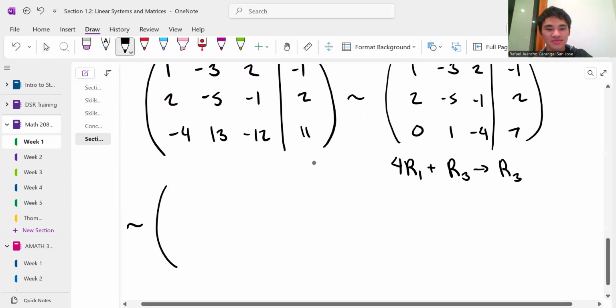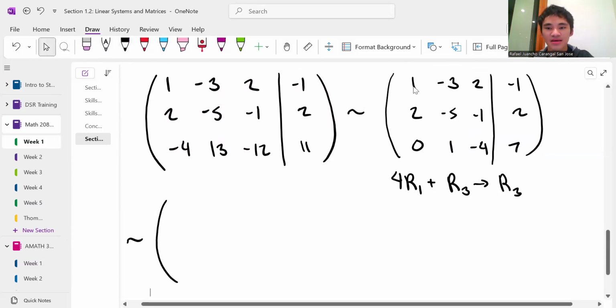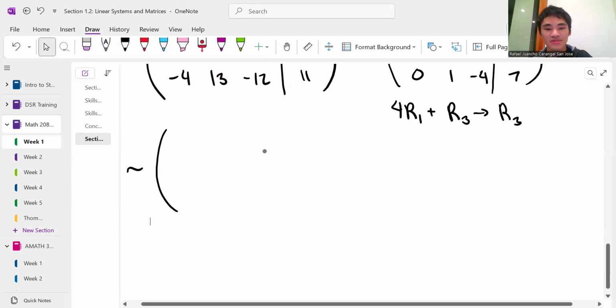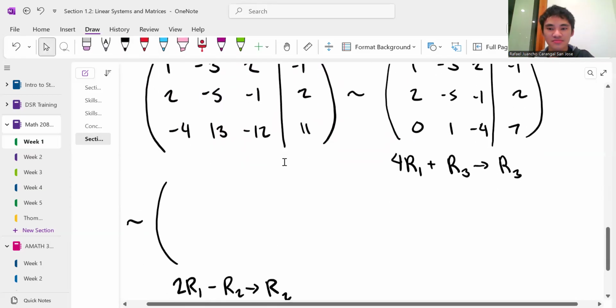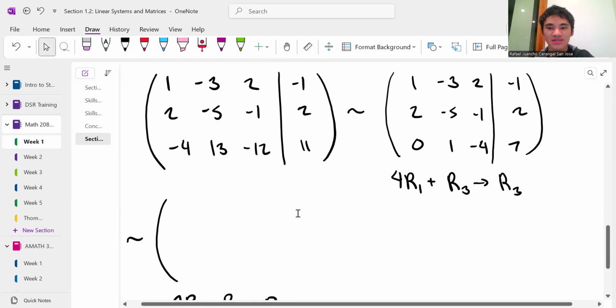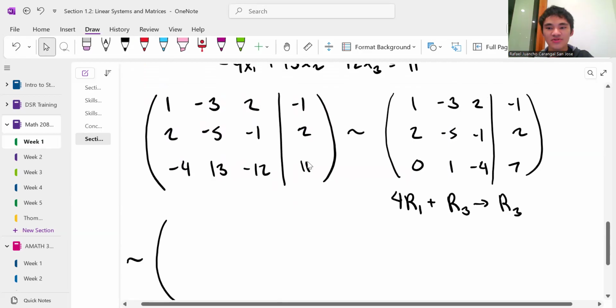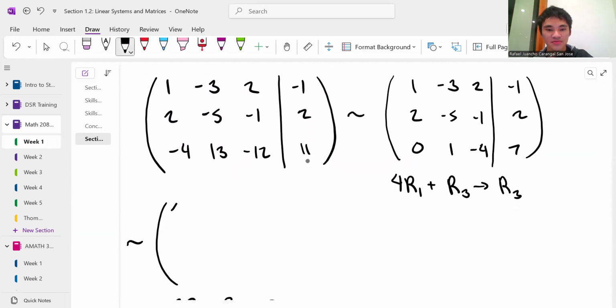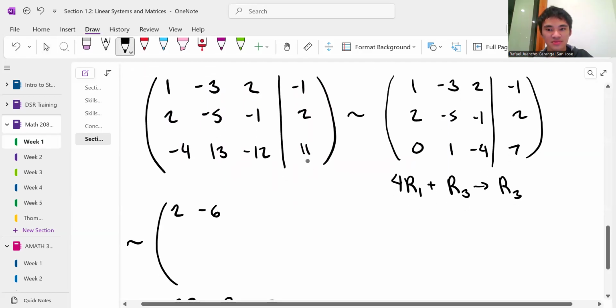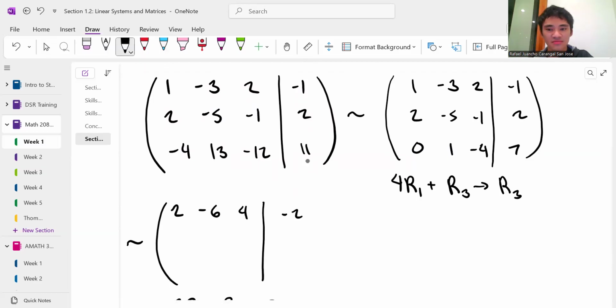Right. Let's just do it again. I'm going to make row 1, 2. Right? So I'm going to multiply 2 to row 1, subtract it from row 2, and assign that to row 2. Okay? So I multiply the first row by 2. So it's going to be 2, negative 6. I'm going to go a bit faster. 4, negative 2.